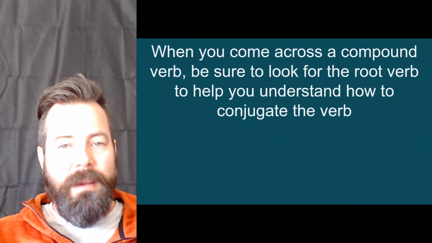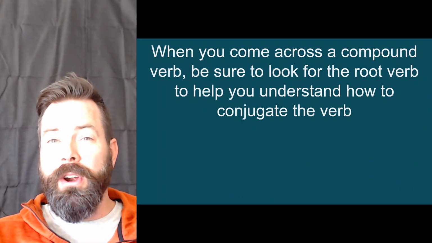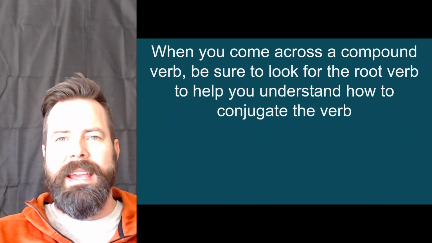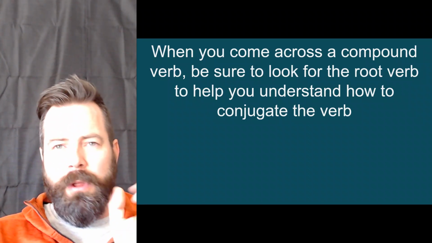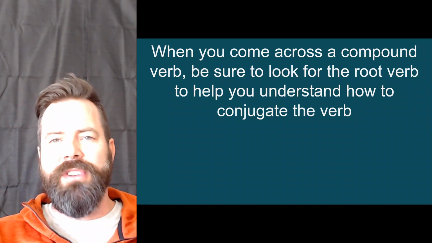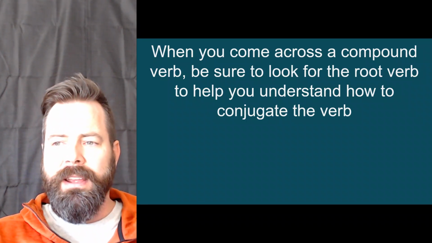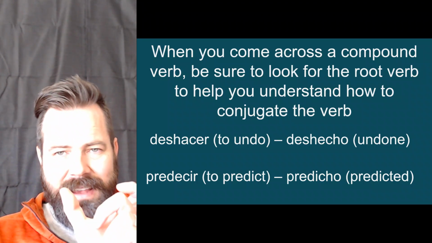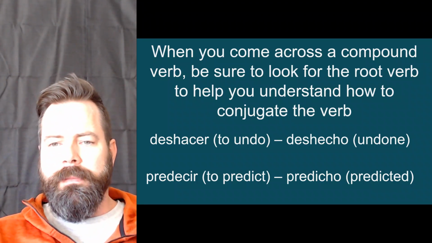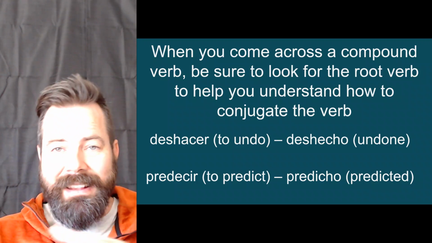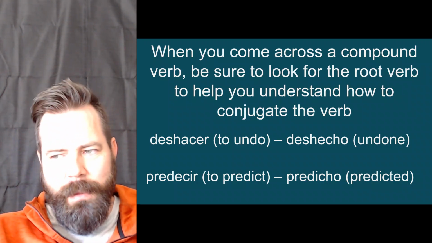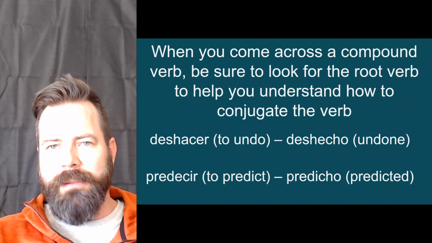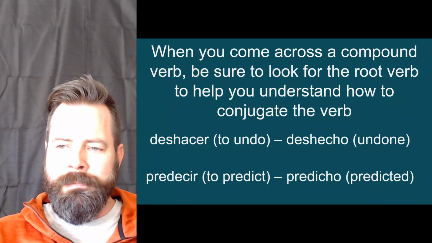When you come across a compound verb, be sure to look for the root verb. Sometimes you'll see verbs that look familiar, but then they have a prefix on them. So look for that root verb, and it'll be conjugated the same way. Just add the prefix to the front. For example, you have something like deshacer. You can see hacer as that root verb. Hacer means to do or to make. So deshacer is to undo or unmake something. So you just do hacer normally, hecho, and put the des in front of it. So deshecho.